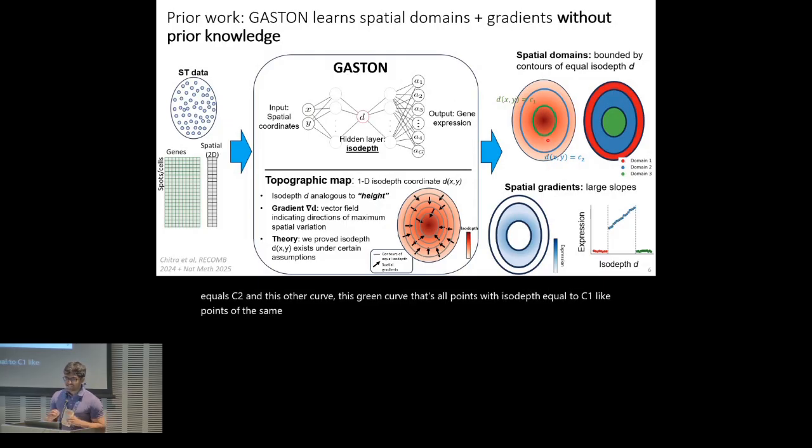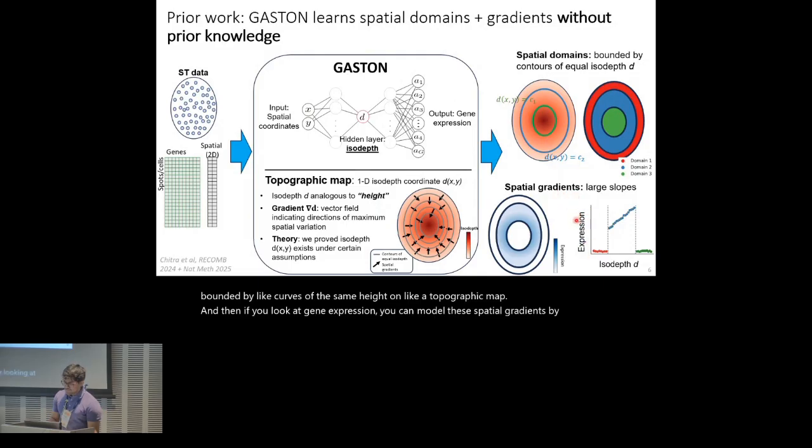Similar to how if you're hiking, mountains might be bounded by curves of the same height on a topographic map. And then if you look at gene expression, you can model these spatial gradients by looking at how expression varies along this 1D isodepth curve. So for example, this gene has a radial gradient in this middle layer. And if you look at how gene expression varies along this 1D coordinate, you would see that it's flat in the regions where there's no gradient, and it has a large slope where there is a gradient. So these 1D plots also tell you about spatial gradients.